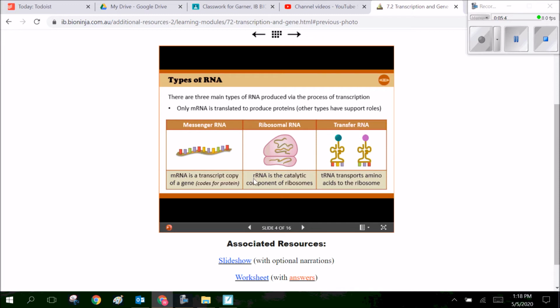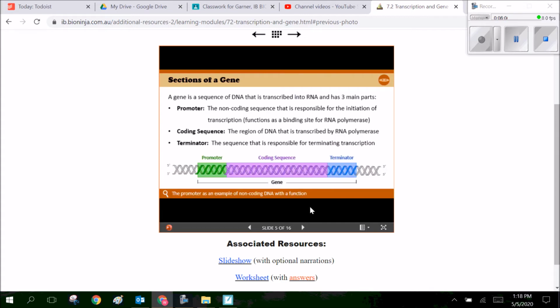mRNA travels out where it's going to meet ribosomal RNA, which is basically the builders. They're going to be the ones actually doing the construction work. And then the transfer RNAs are going to be the helpers to the builders that bring in the building supplies, in this case the amino acids, to construct the protein. We'll talk about those in a little bit.